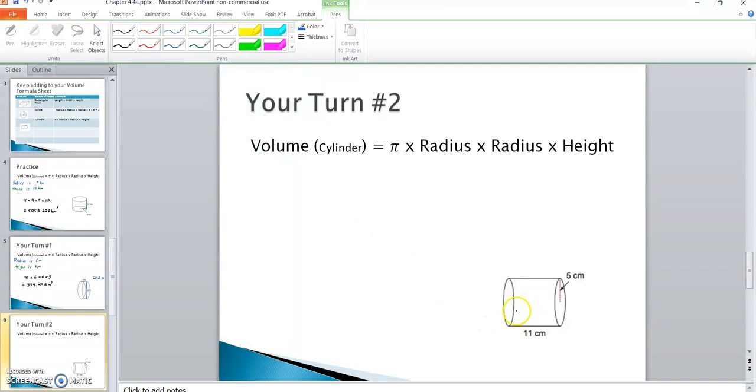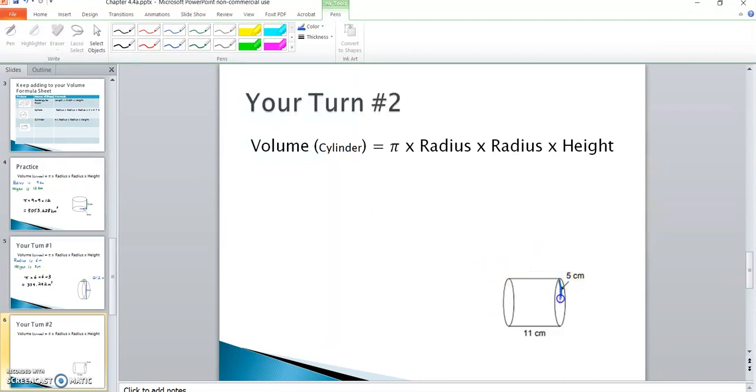Now again, this cylinder is flipped on its side, so it does make it a bit trickier. But I would like you to go ahead and label your radius and label your height. Go ahead and pause the video and do that now.